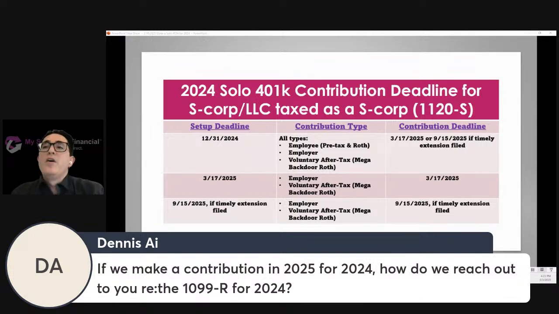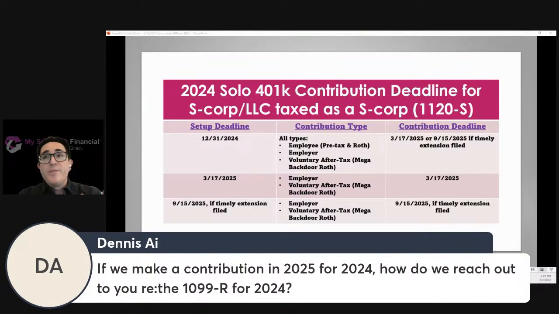Great question. If we make a contribution in 2025 for 2024, how do we reach out to you regarding the 1099-R for 2024? Well, the 1099-R is really issued for that second step, right? When you're making a mega backdoor Roth contribution, remember, it's a two-step process. The individual first deposits the funds into the voluntary after-tax account, which, as we saw, doesn't need to be reported.